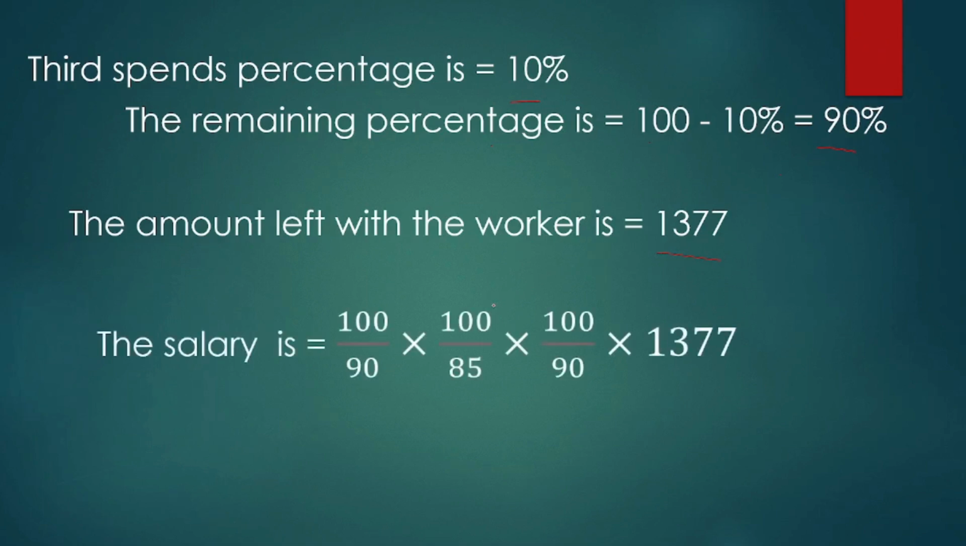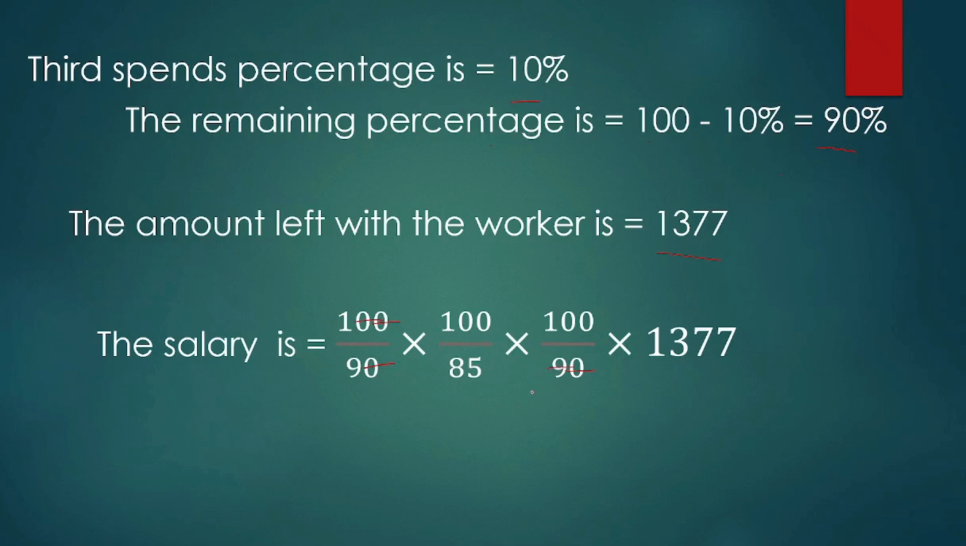Now, the original salary can be calculated by the first transaction remaining 100 by 90%, 100 by the second remaining percent 85, and in the third transaction the remaining is 90, 100 by 90. So the value given is 1,377. Now we make the cancellation to get the answer. 0 and 0 cancel.